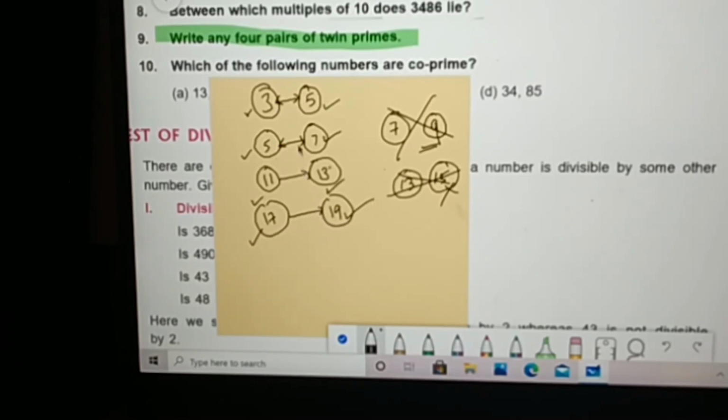So now we have exactly the 4 pairs of twin primes, beginning from the beginning: 3, 5; 5, 7; 11, 13; 17 and 19. So in these pairs there is a one number gap between every two, and the difference between 7 and 5 is 2, 13 minus 11 is 2, 19 minus 17 is 2, 5 minus 3 is 2. So the difference between the two primes is 2 and both are prime numbers, so it is called twin prime.